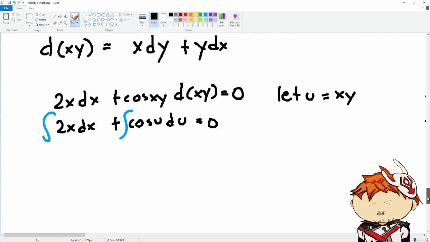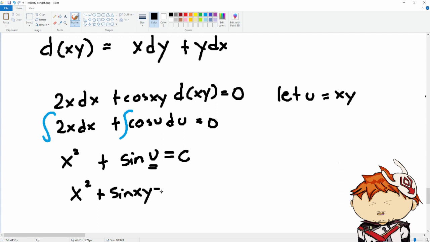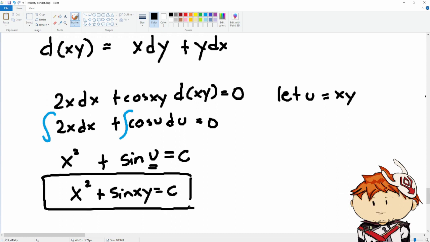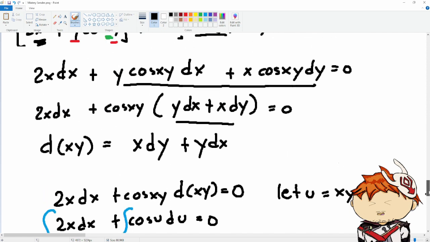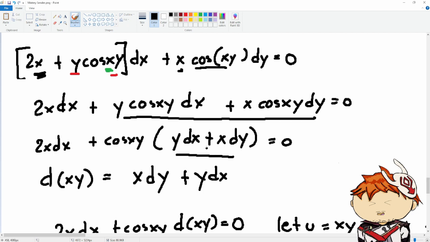Without doing our inspection and stuff, it's a lot simpler and easier, but only for this problem, because we're just lucky that we have this equation. Sine u is sine xy, so this is equal to x squared plus sine xy is equal to c. This is now our general solution. And it takes a lot of experience to notice or to find y dx and x dy.